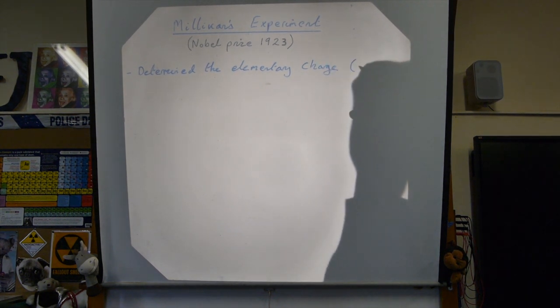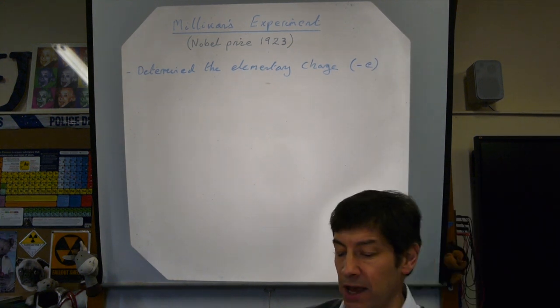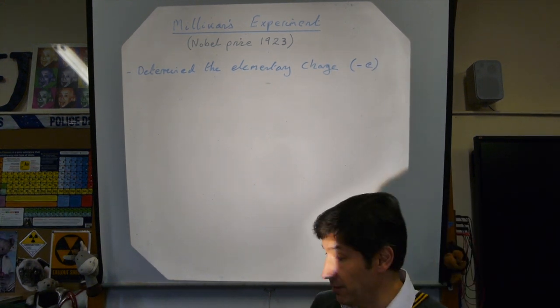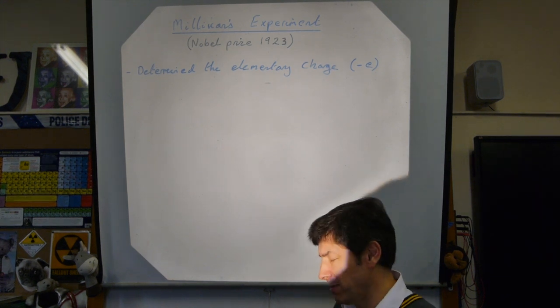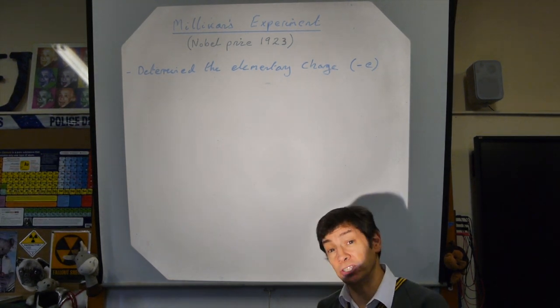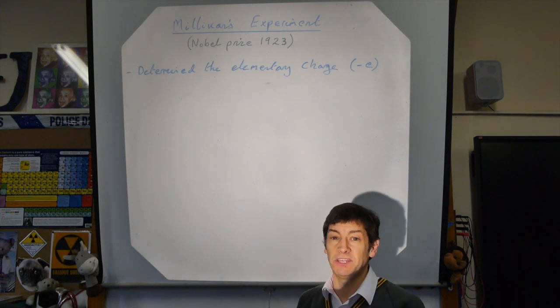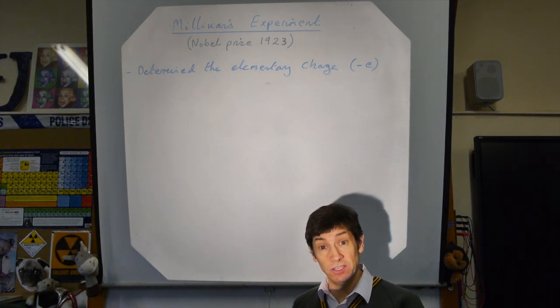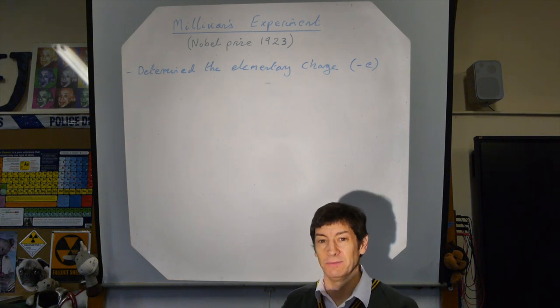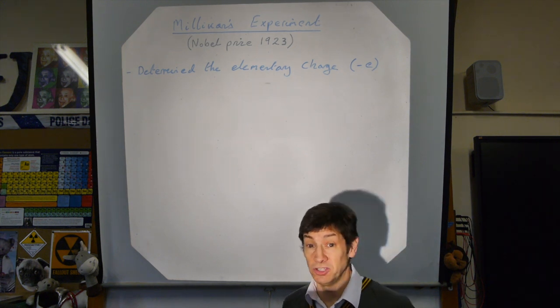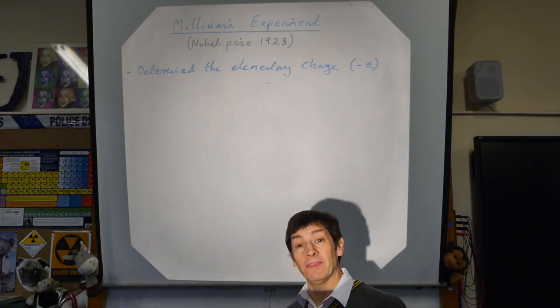Now, I'll point out that that's a minus E because he wasn't working with free protons here. He was working with electrons. And just remember that E, the elementary charge, 1.6 times 10 to the minus 19, is the charge on a proton. It's not minus 1.6 times 10 to the minus 19. That, of course, is the charge on an electron. But we'll get there in a minute.